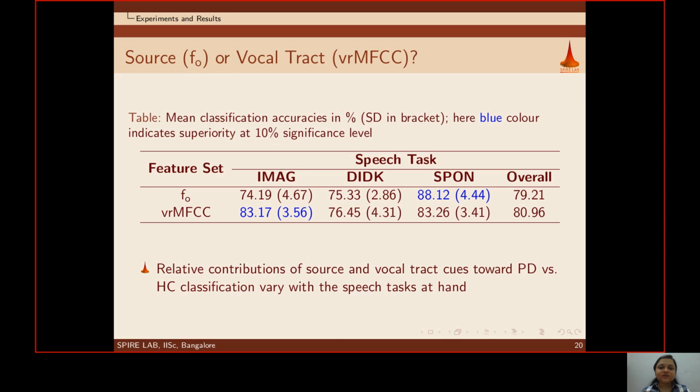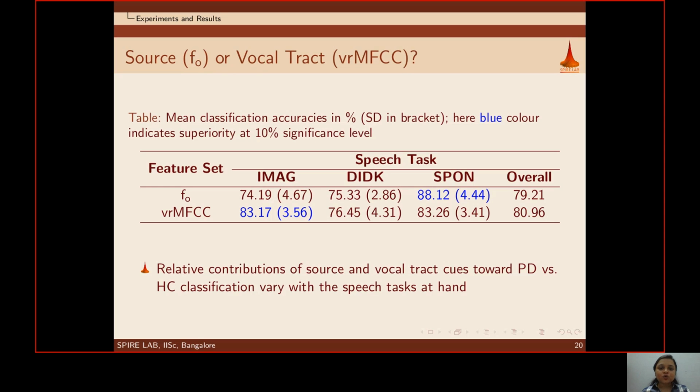Now the first question we ask is source or vocal tract. Which one between the two provides more discriminative cues for the classification? It turns out that the relative merit depends on the speech task. Here we have the accuracies obtained using F0 and VRMFCC for the 3 tasks. The blue entries correspond to the feature which outperforms the other feature at 10% significance level.